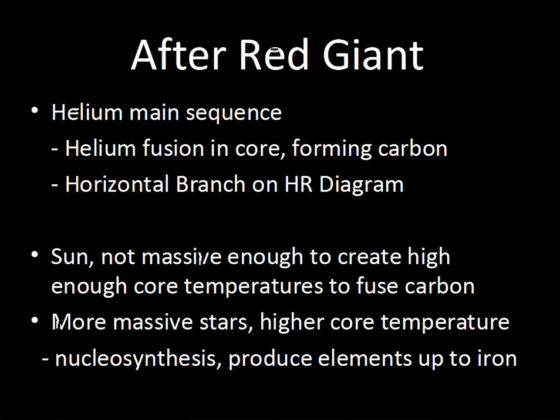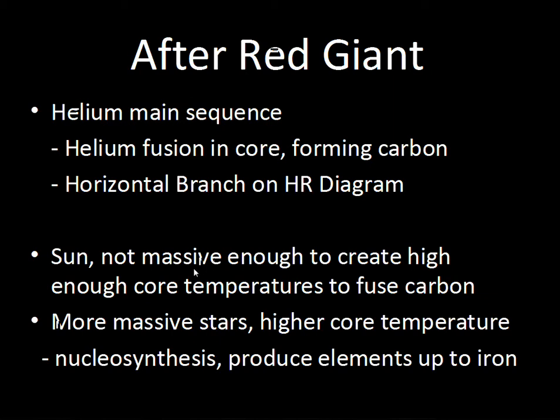A star is somewhat stable now, and these conditions persist for a long time. So we do observe a number of stars in this situation, and we have a horizontal branch, a clustering of stars on the HR diagram.